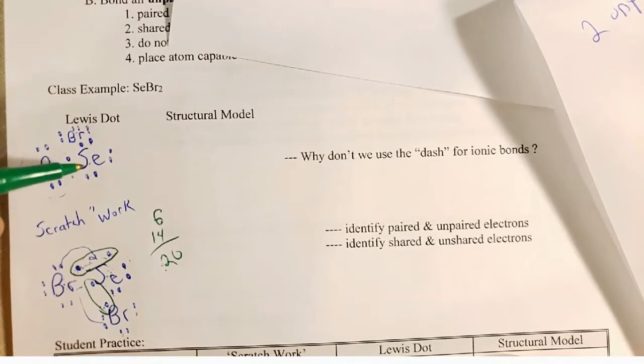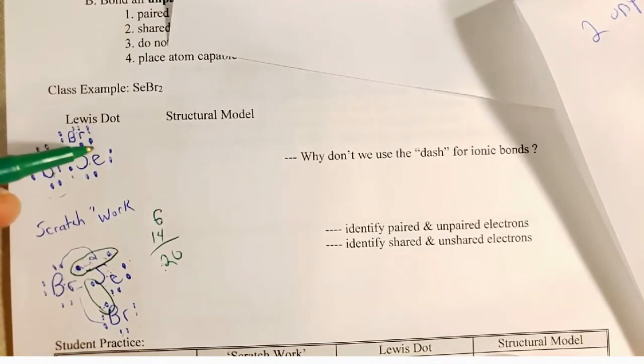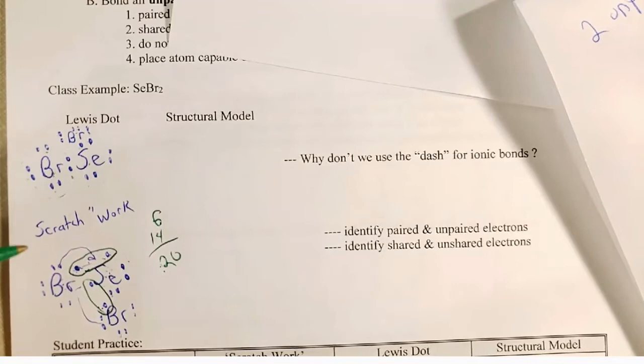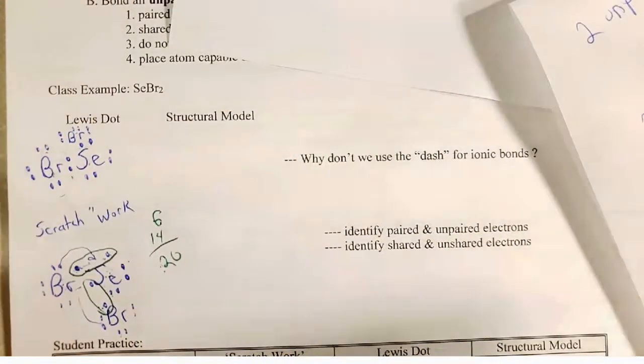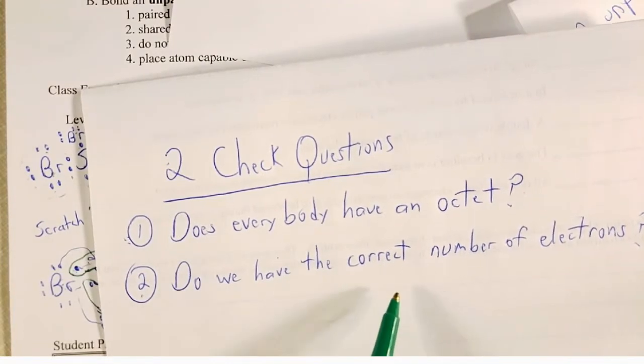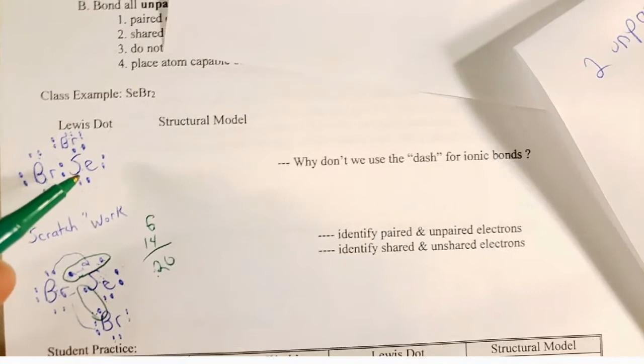So if we check our structure here, we've got 1, 2, 3, 4, 5, 6, 7, 8, 9, 10, 11, 12, 13, 14, 15, 16, 17, 18, 19, 20. Okay, so if your answer is yes to our 2 check questions, everybody has an octet, we've got the right number of electrons, and everybody is connected, then you know you have the correct Lewis dot structure.